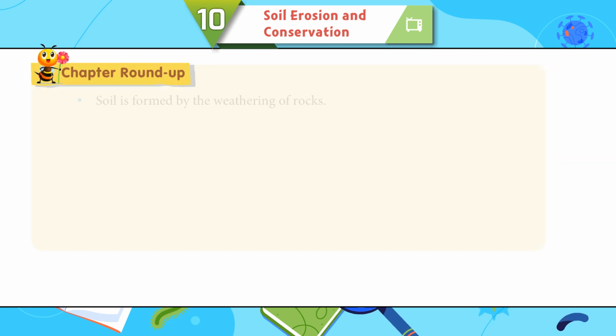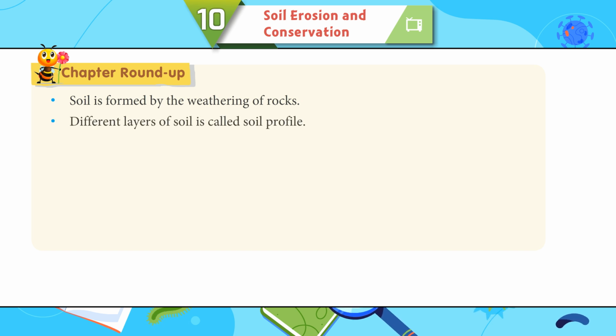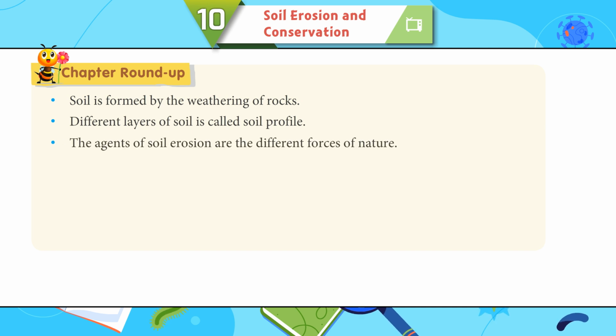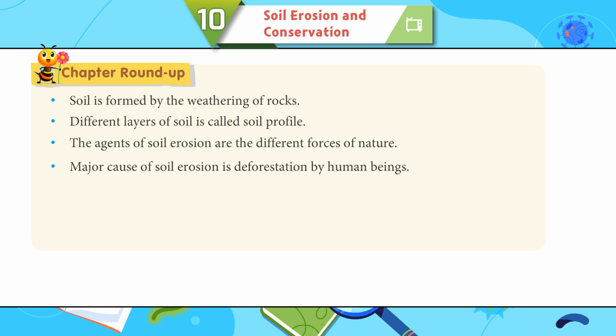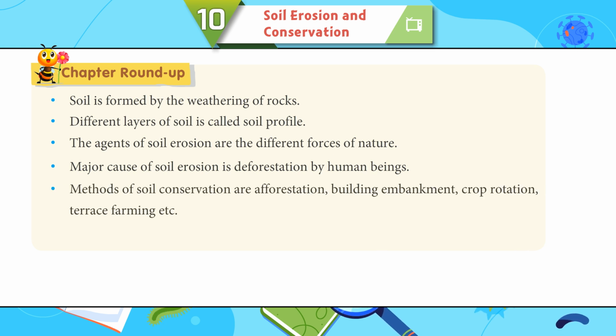Chapter Roundup. Soil is formed by the weathering of rocks. Different layers of soil is called soil profile. The agents of soil erosion are the different forces of nature. Major cause of soil erosion is deforestation by human beings. Methods of soil conservation are afforestation, building embankment, crop rotation, terrace farming, etc.